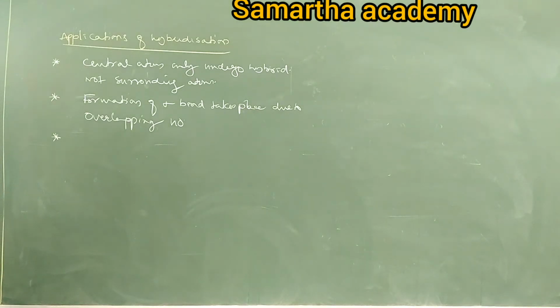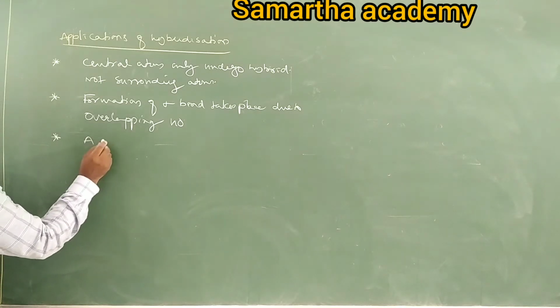Next, a bond can be formed in two ways: overlapping of hybrid orbitals and overlapping of unhybrid orbitals. Which overlapping gives a strong bond, hybrid or unhybrid? A bond formed by overlapping of hybrid orbitals is always stronger than overlapping of unhybrid orbitals.